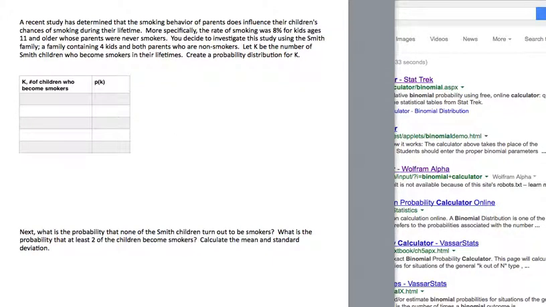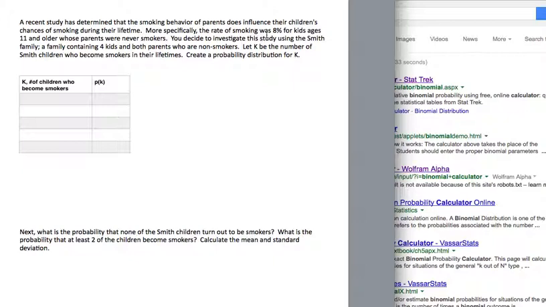In this video, I'd like to go over an example of a binomial distribution problem. We see here a recent study has determined that the smoking behavior of parents does influence their children's chances of smoking during their lifetime. So we find that 8% is the rate that we see for kids ages 11 or older whose parents were never smokers. So if a child is raised by parents both of whom do not smoke, we would see an 8% chance that that child eventually smokes.